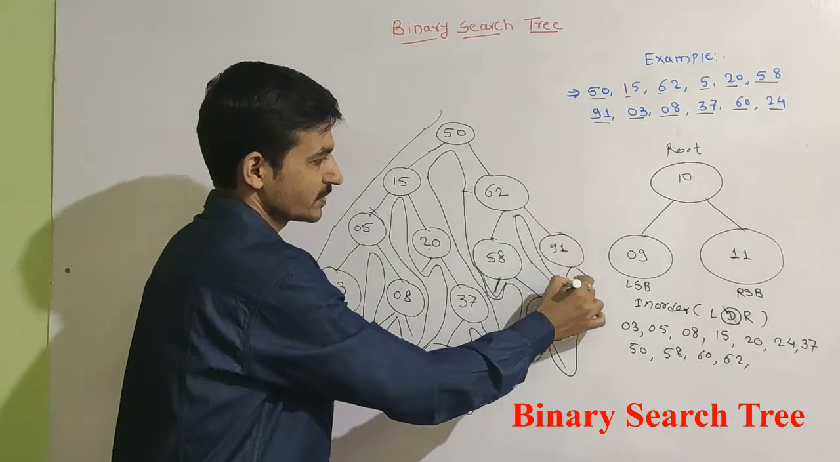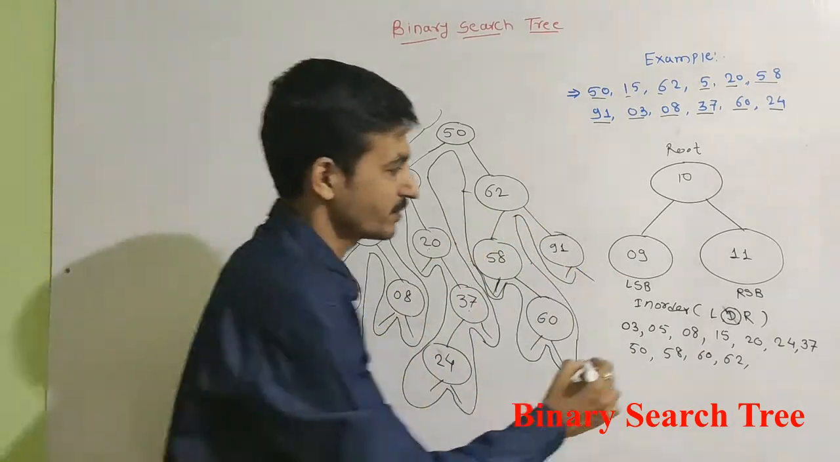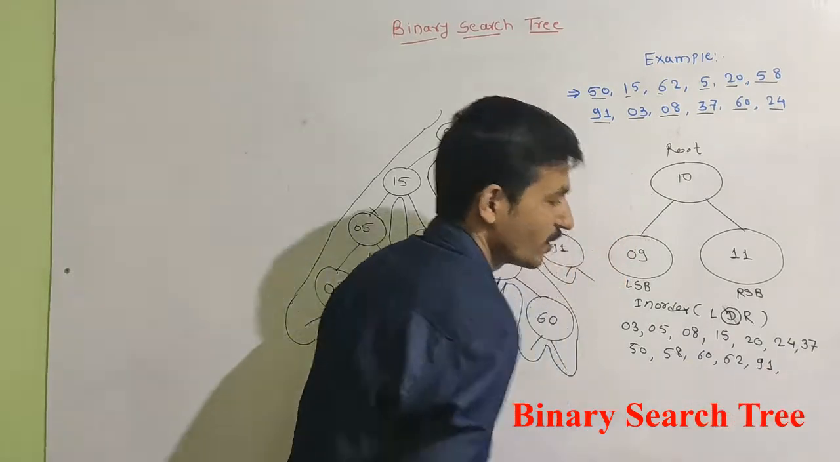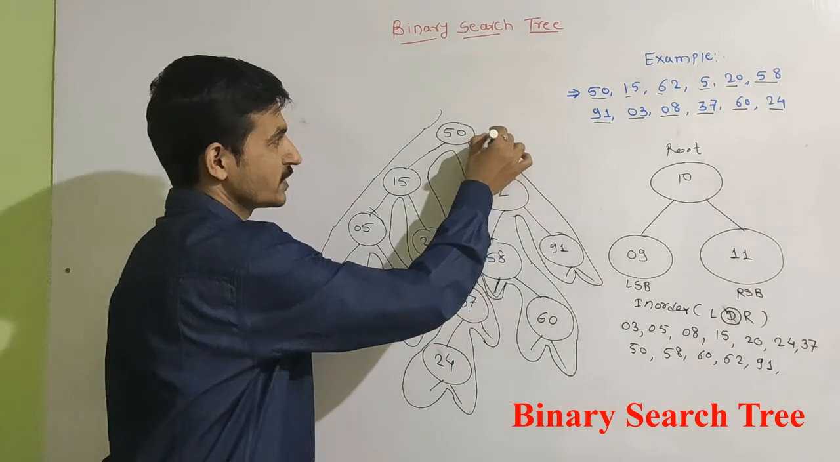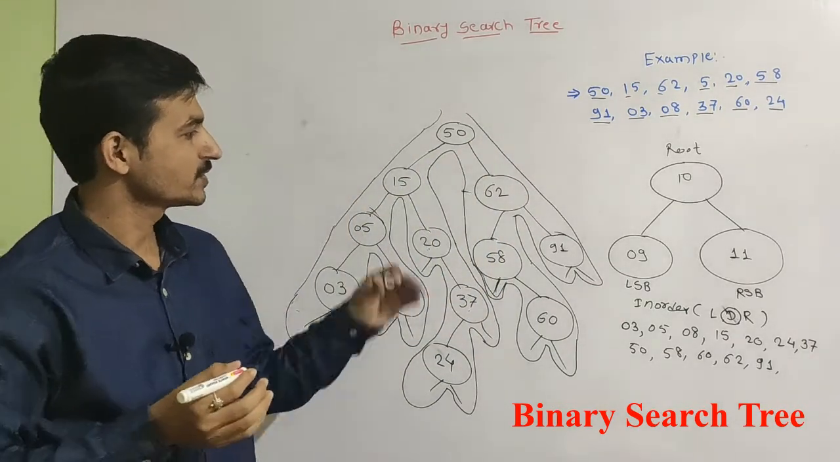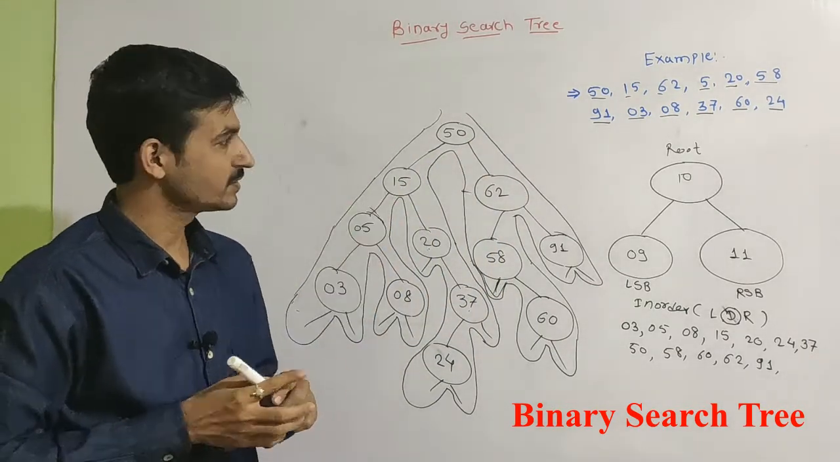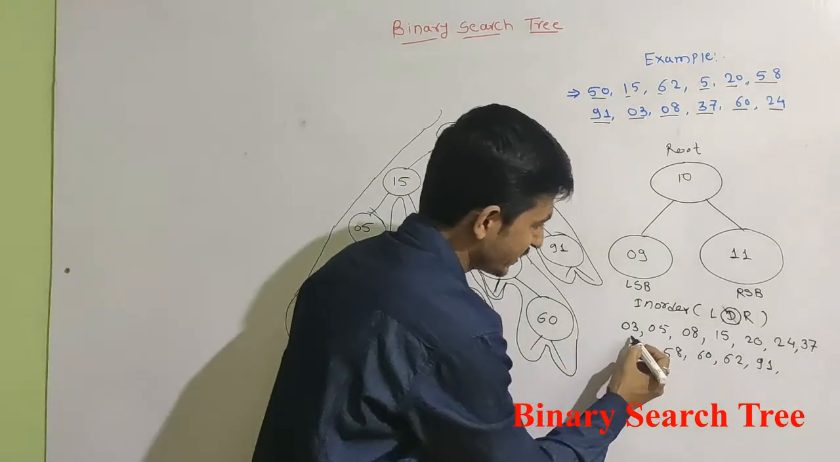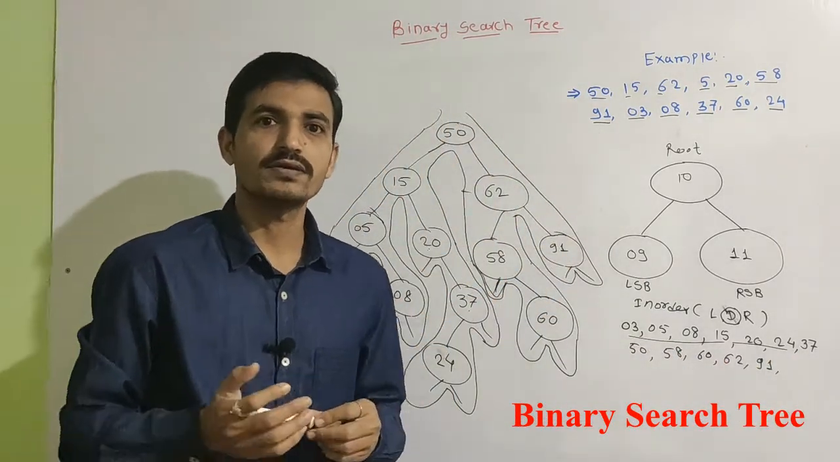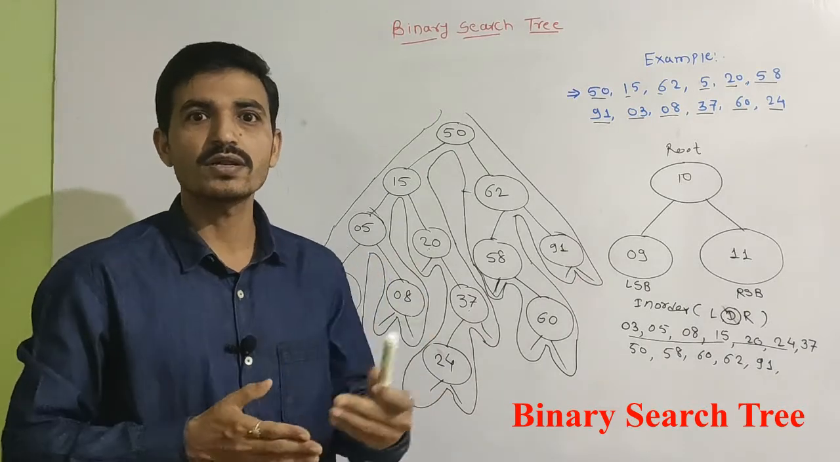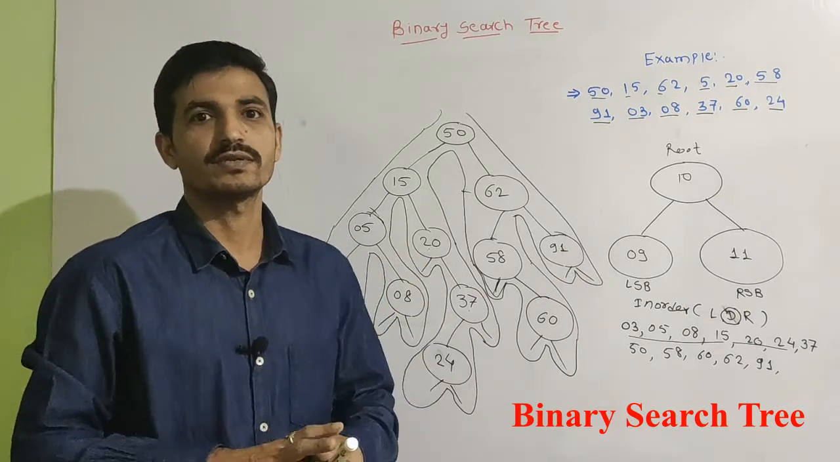91 is visited the first time, 91 is visited the second time. So we will write 91 in the output sequence. 91 visited the third time, 62 visited the third time, 50 visited the third time. So this is the complete traversal of this tree, and we see that all the elements are printed in ascending order. So if you want to print the binary search tree in ascending order, we prefer in-order traversal.